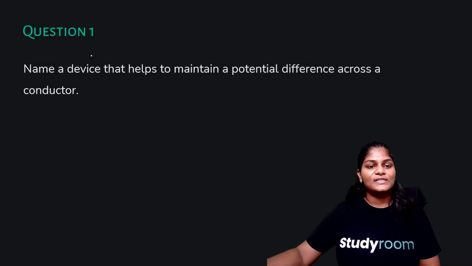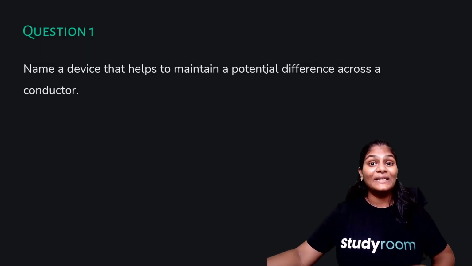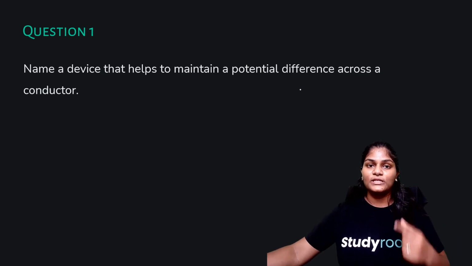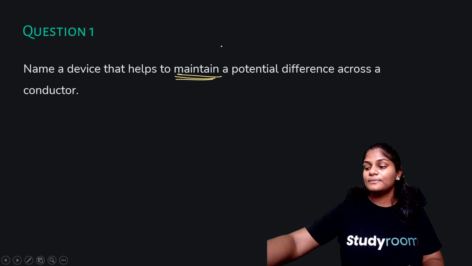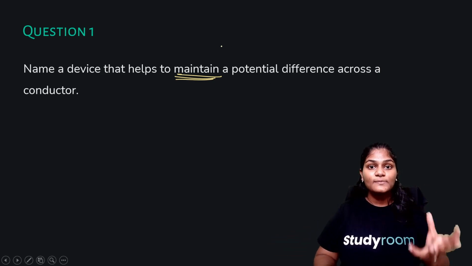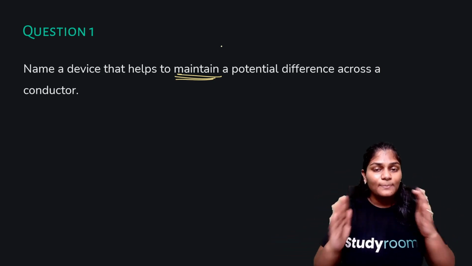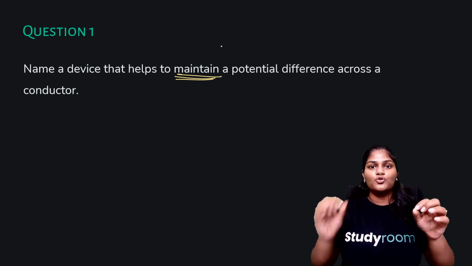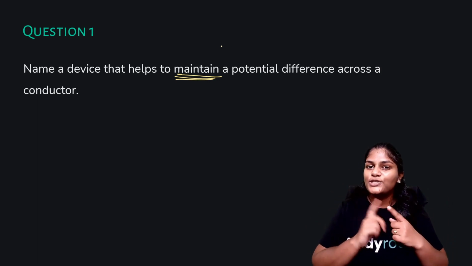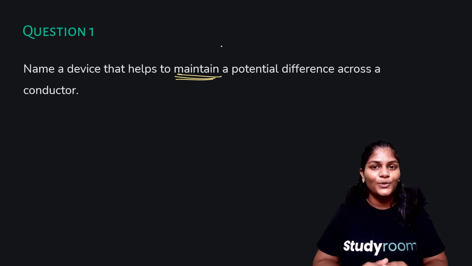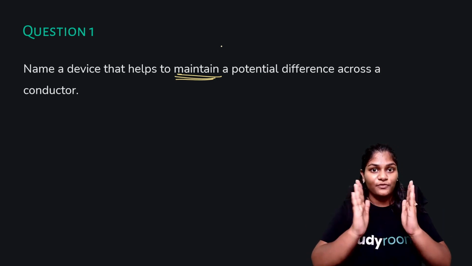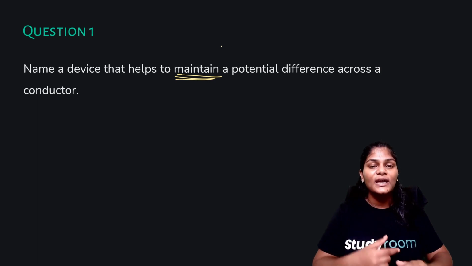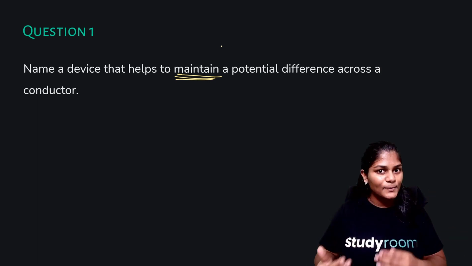Now the next question says, name a device that helps maintain a potential difference across a conductor. What does maintain mean? It basically means that it helps to set up and keep a potential difference across 2 points for the current to flow. I told you when I was teaching you in this video only. Do you remember? I told you that the battery, or a collection of cells, which is called a battery, is what helps maintain a potential difference.